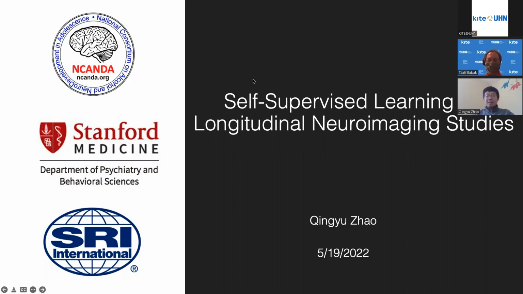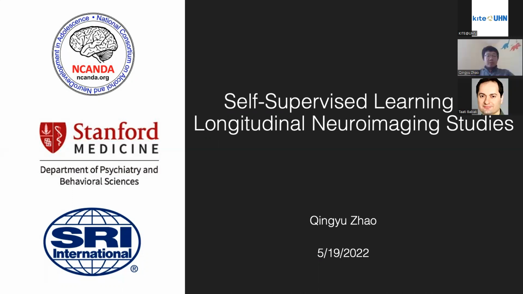I'm Qingyu, and I'm an instructor in the Department of Psychiatry and Behavioral Sciences at Stanford University. Today, I'll be mainly talking about some of the computational approaches, mainly the deep learning-based ones, that we have developed over the years in our lab to support longitudinal neuroimaging studies.